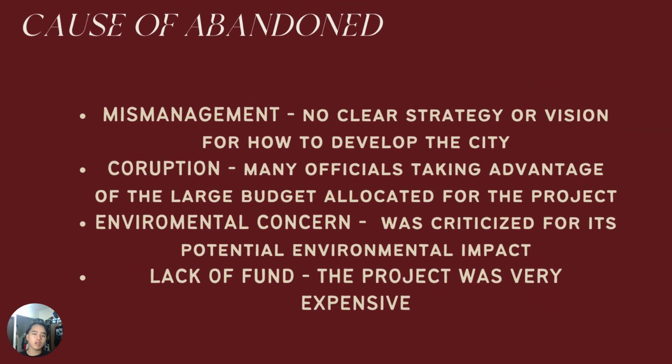Now we talk about the causes of abandonment. First, mismanagement. There was no clear strategy or vision for how to develop the city. We know that the city is very big and costs around 45 billion, so it is required to have a clear strategy for this kind of project. The City of the Future in Cairo already had mismanagement on that. Second, corruption. Many officials took advantage of the budget allocated for the project. Every country has its own corruption, and the corruption in Egypt impacted this project.